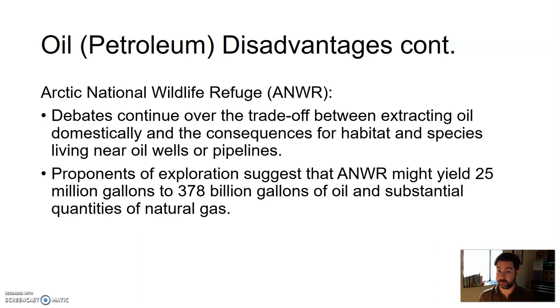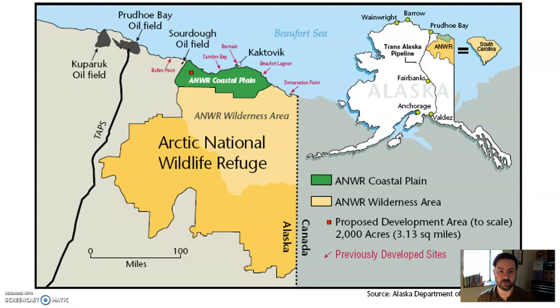Proponents of exploration, those wanting to explore in this area, suggest that the ANWR might yield 25 million gallons up to 378 billion gallons of oil. That's a big range. And substantial quantities of natural gas. So this could be useful for the future. So this is where Alaska is. This is where the Arctic National Wildlife Refuge exists in this whole area. And this is also where they want to kind of develop and mine out some oil.